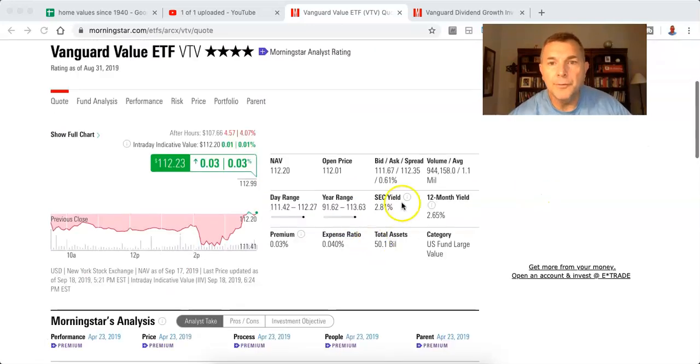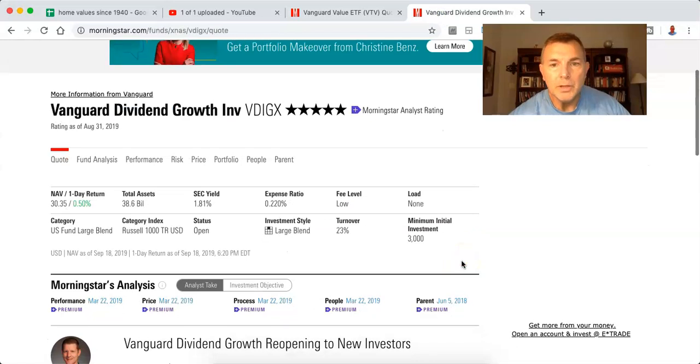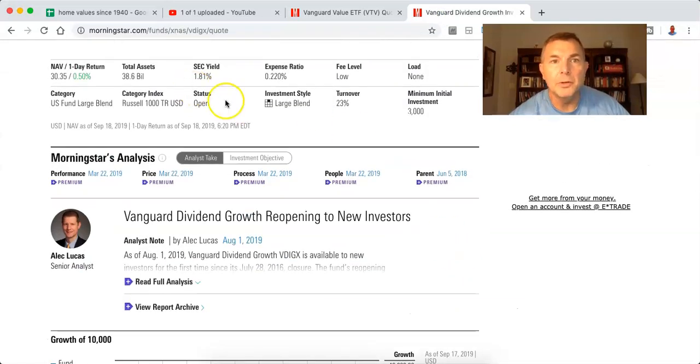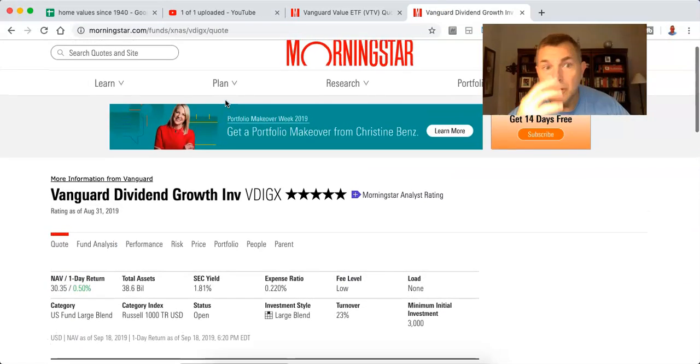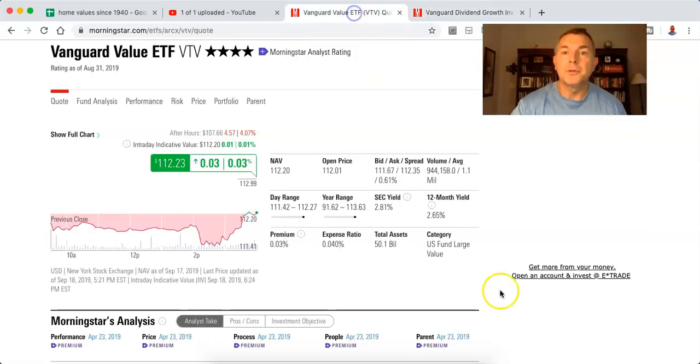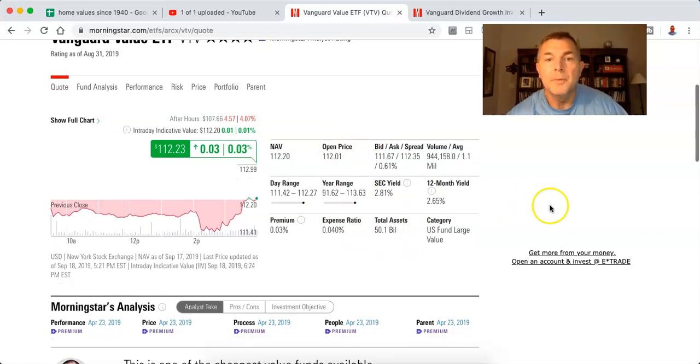So here's the Value Fund. I got an SEC yield of 2.81. Dividend Growth Fund's got an SEC yield of 1.81, which is actually a little bit on the low side. But Dividend Growth Fund means there's more growing dividends, not already established dividends, if that makes sense. So that's why I like the Vanguard Value Fund, because the dividend's quite high.